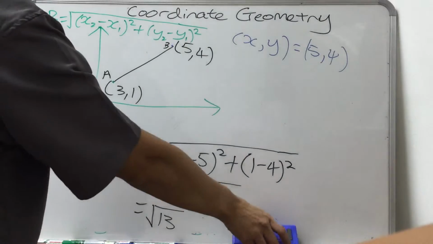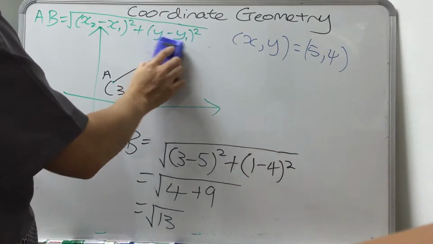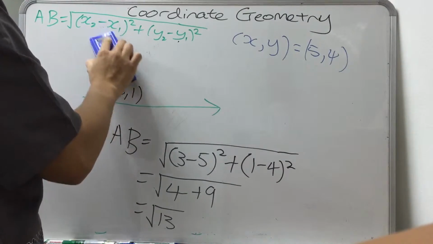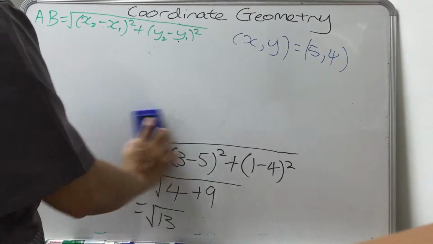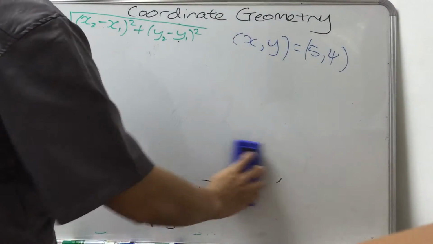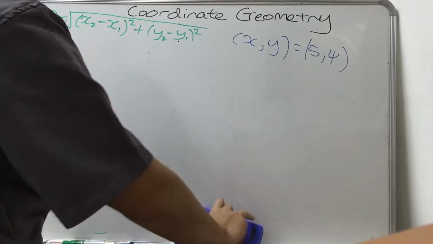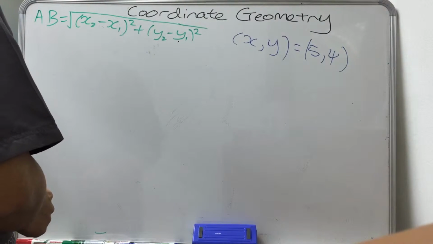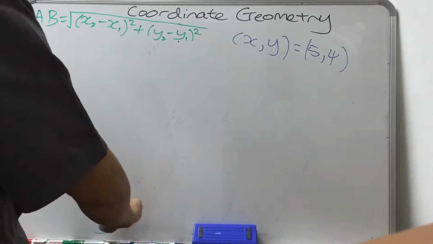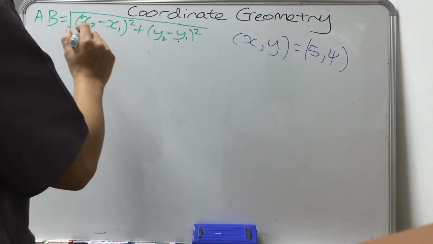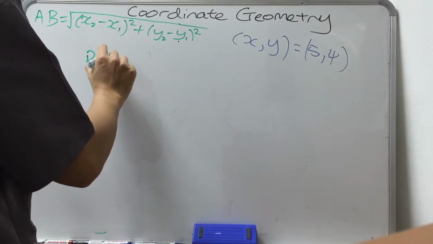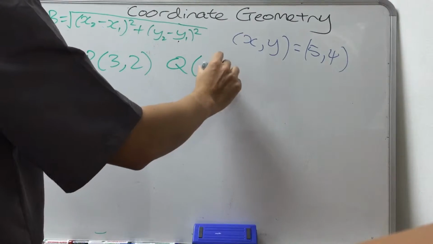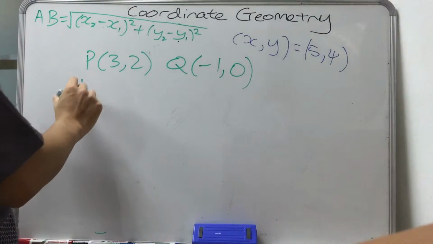Okay, you got it? Let's try one example. Remember this formula: (x2 minus x1) squared plus (y2 minus y1) squared, square root it, and you will get the length of your line. Let's say we have these 2 points, P which is (3, 2) and Q which is (minus 1, 0). What is the length of PQ?